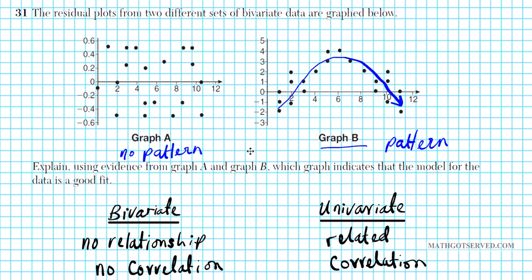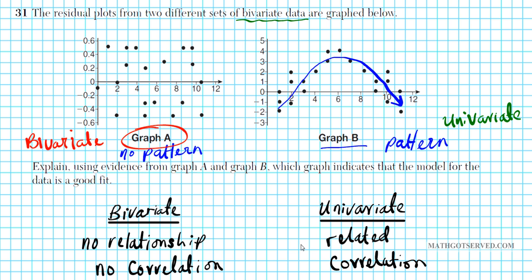Okay, so which of these is univariate and which is bivariate? The one that's bivariate is the one with no pattern, graph A. This is bivariate, means that there is no relationship between the two different sets. And then this one, you can clearly see that there's a relationship. That's why there's a pattern here. So this is univariate. All right, so the question says which of these is a graph for bivariate data? Your answer is graph A.